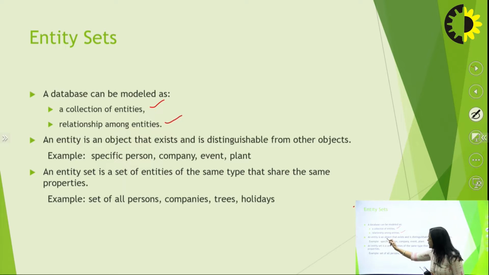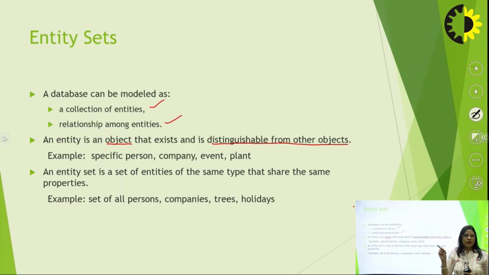An entity is nothing but an object basically, right? If we are making an ER diagram for a college, a student can be an object. There are several students in the college. A particular object, let's suppose Arjit is a student, that will be an object, distinguishable from the other objects. But when we talk about sets of similar objects, that will be student.